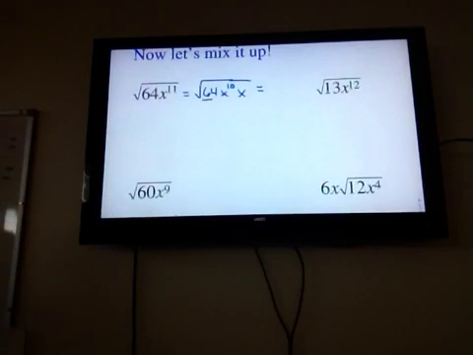The square root of 64 is 8. Perfect square. The square root of x to the 10th: 10 divided by 2 is 5. And then I have my square root of x left under the radical. And then I'm done.